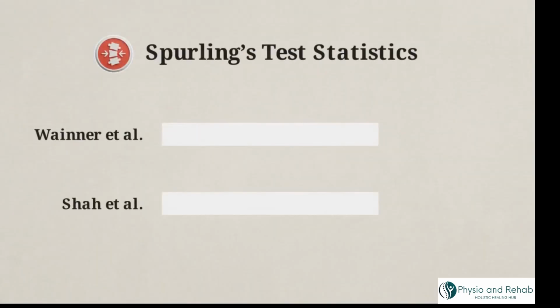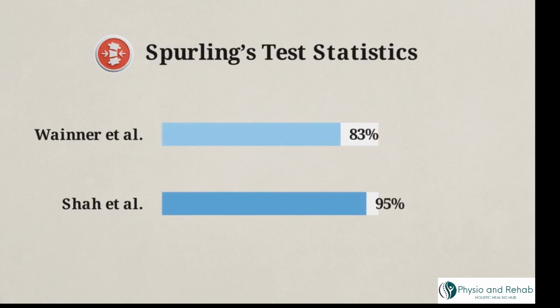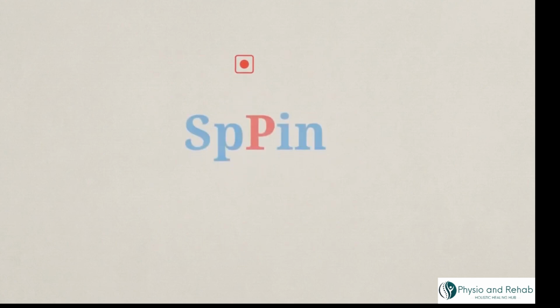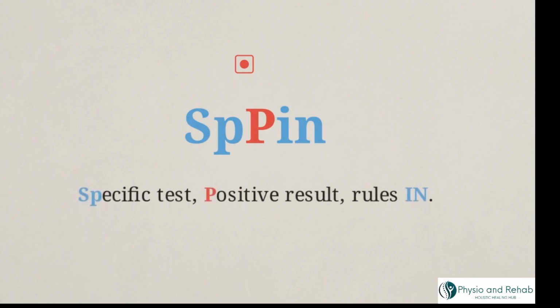This table reveals a completely different statistical profile. Unlike ULNT1, Sperling's trades sensitivity for remarkably high specificity, peaking at 95% in the Shaw data. Specificity indicates a test's ability to correctly identify true negatives. It measures how effectively the test avoids generating false positive results. This gives us the clinical heuristic SPIN.